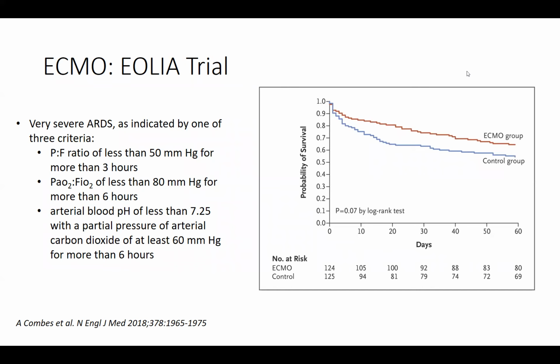But the one thing to point out here is they allowed crossover from the control group to the ECMO group. So there were a few patients that did cross over because they were deemed too severe by their treating physicians, and they requested ECMO. And because it was an intention to treat analysis, they were counted in the control group. If you do an as treated analysis, the ECMO would have been found beneficial with statistical significance.